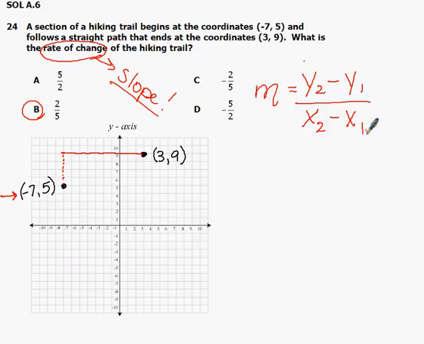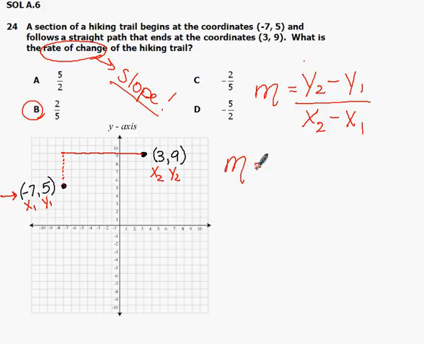And those little 2's and those little 1's, they just mean which point you're using. So if you want to label your points, it doesn't matter which one happens first or which one happens second. Your first point, you're going to label your x value x1 and your y value y1. That's just saying that -7 is the x value of your first point and the 5 is the y value of your first point. On your second point, that's now going to be x2 and y2. That's saying that the 3 is the x value of your second point and the 9 is the y value of your second point. And all we have to do is just plug those straight into our formula.